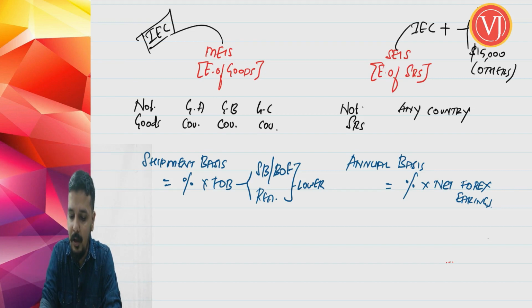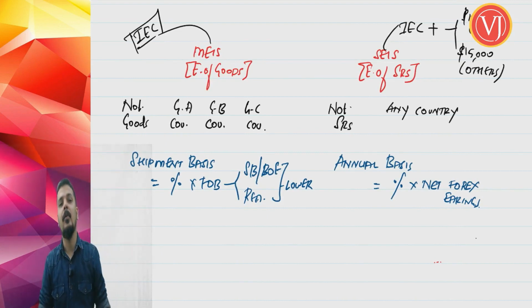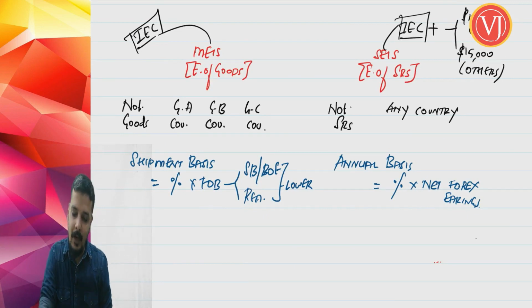For individual and sole proprietorship concern, it is $10,000. For every other entity, it is $15,000 you have to achieve. Only then you can apply. And friends, you should have your import export code at the time of exporting the services.